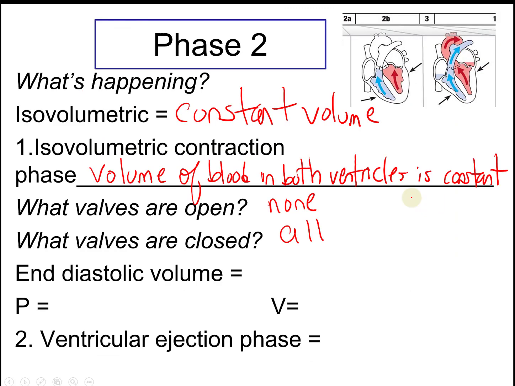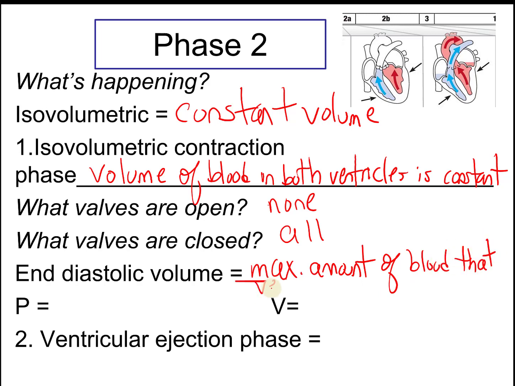Okay, so let's write that down. End diastolic volume is the maximum amount of blood that the ventricles will ever have, at least in the cardiac cycle. And again, if we go up here and take a look at this, and I said to you, what's the volume like, high or low? You would say, oh, well, it's high, because it's as high as it can ever be. So we'll give that an up arrow. What about pressure? Well, if volume of blood is high, the pressure is high.